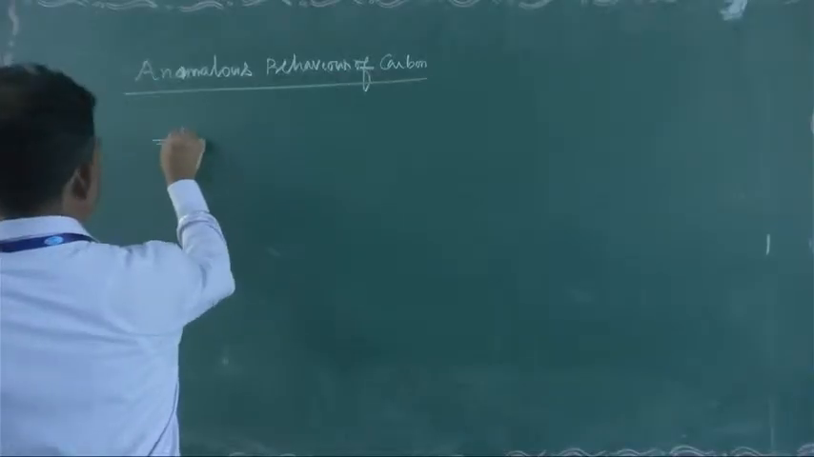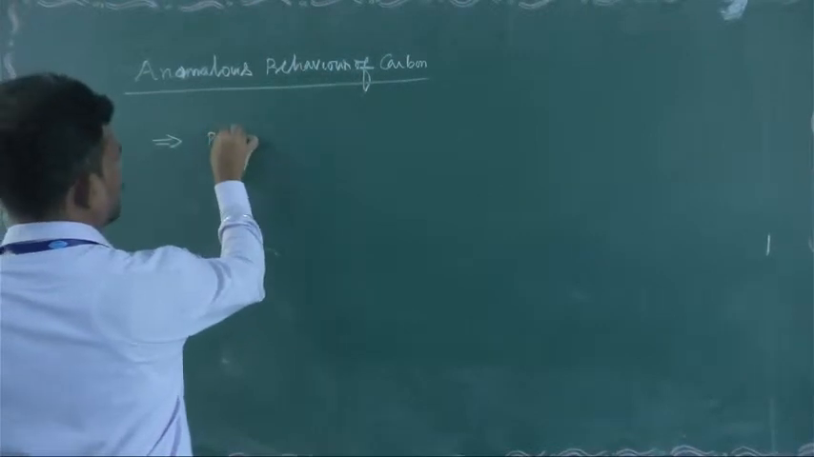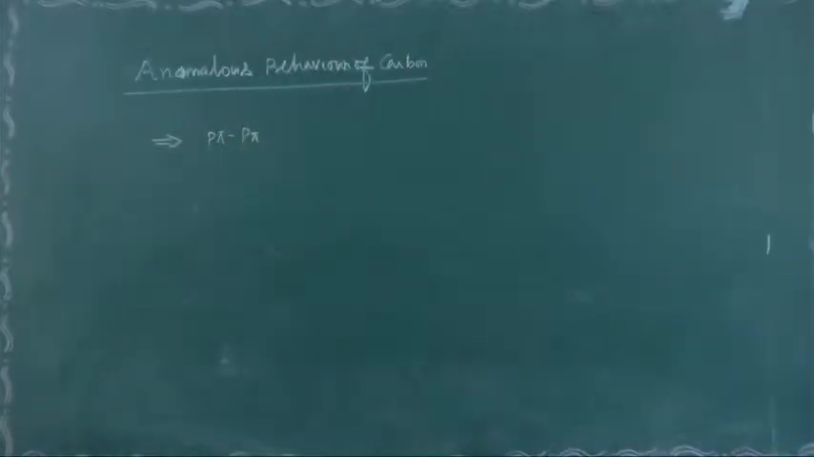Next important point. Carbon has a unique ability to form p pi multiple bonds. What is the meaning of that? A p orbital of carbon and a p orbital of another atom, which may be carbon or other atoms, combine together and form a pi bond. How does a pi bond form? By sideways overlap.